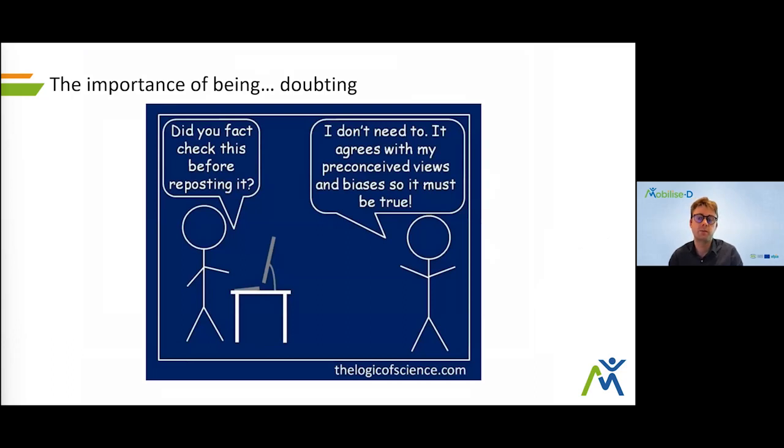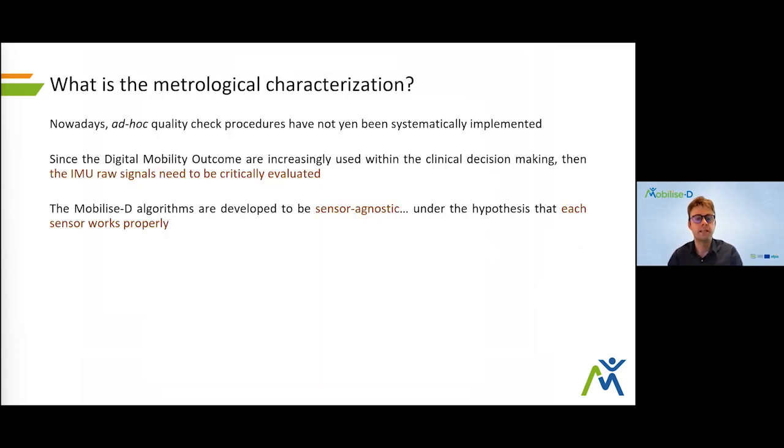The problem was that we did not assess our device before use. Now, the most important question is, which countermeasure can we take to avoid huge errors in the estimated digital mobility outcomes? The answer is that we should inspect the raw signals before estimating any related quantity. And up to now, ad hoc quality check procedures have not yet been systematically implemented. In fact, the Mobilise-D algorithms are developed to be sensor agnostic, but under the hypothesis that each sensor works properly.